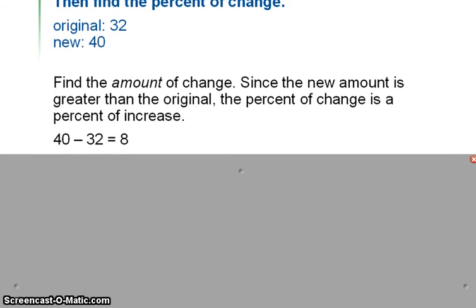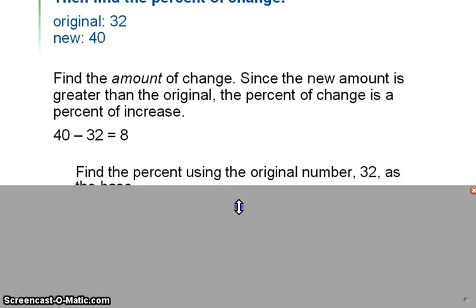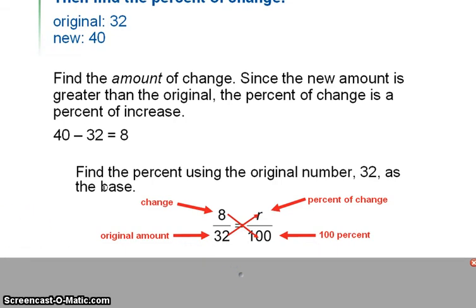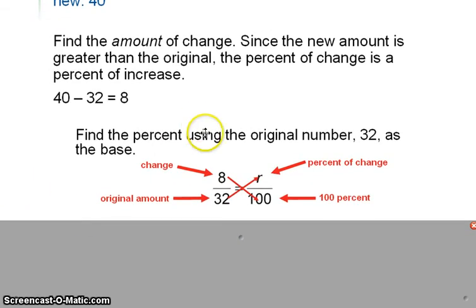Once you have the amount of change, we're going to set up a proportion. Here's how you're going to set your proportion up. You're going to put your amount of change over your original amount. It is always over your original amount. It changed 8 from 32. Then your other proportion is going to be, what we're trying to find is your percent of change, and percent's always out of 100. You always have 100 here because percent is out of 100. So 8 over 32 equals R over 100.